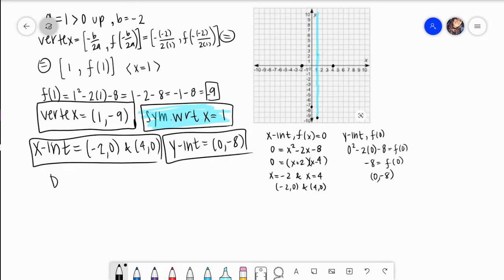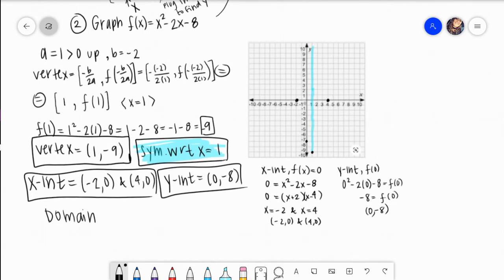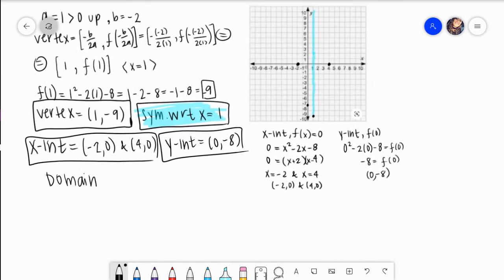So I'm going to be asked, of course, what my domain is. Look at your function. What is your function? It is x squared, negative 2x, negative 8. That is a polynomial. It is all real numbers because it's going to include all of the values on my x-axis. And then for my range, that is all of my y values. I haven't graphed it yet, so I can do that first.